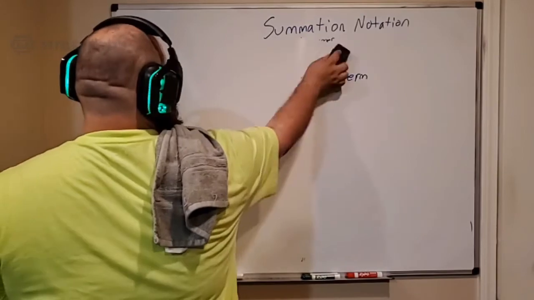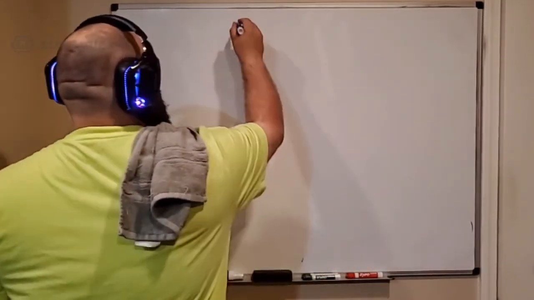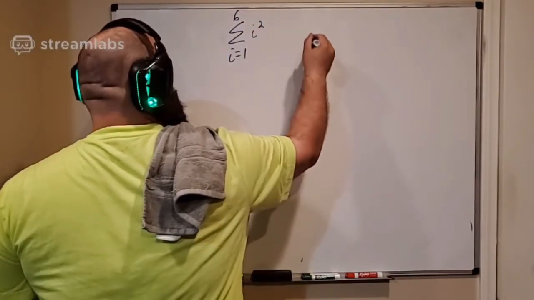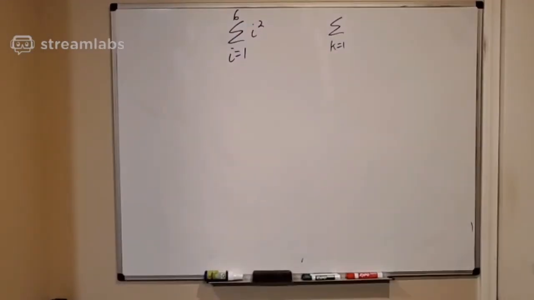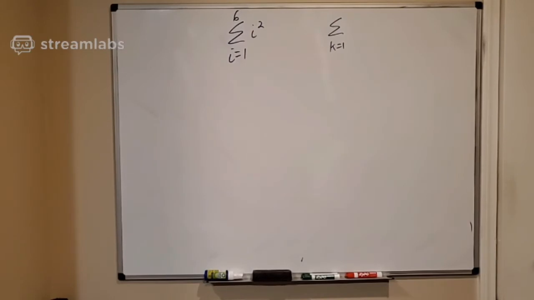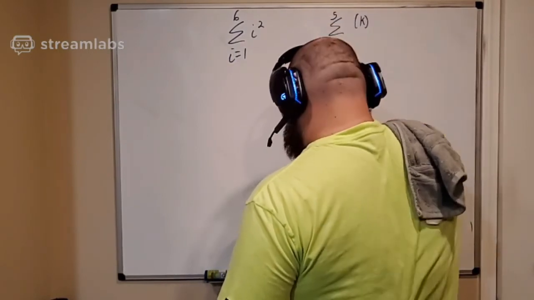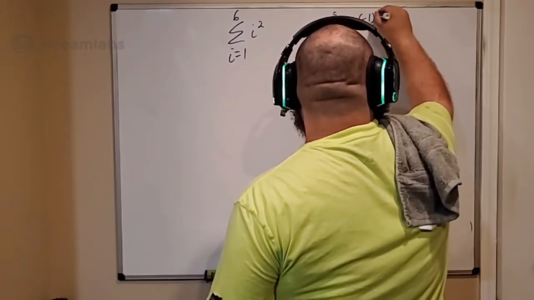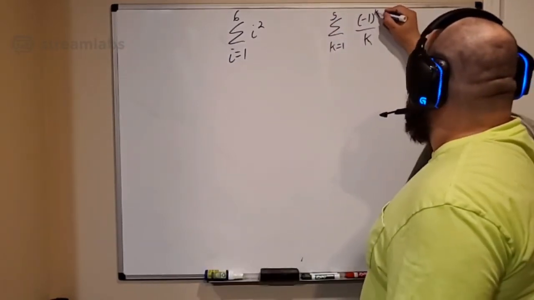So for instance, if I do the ones in the book, I think it's the summation of 6i squared. And then we have the summation of k equals 1 to 5 of negative 1 to the k over k. I forget what this one was. So notice here, 2 different problems. I can use i there, I can use k there.